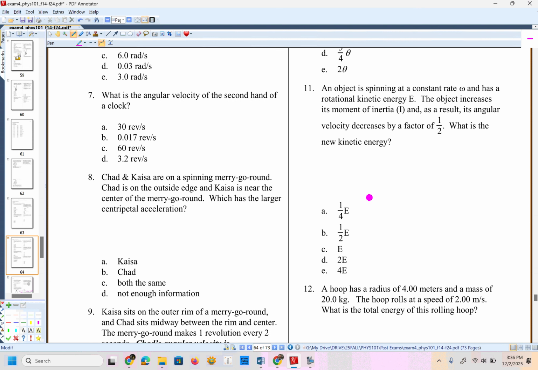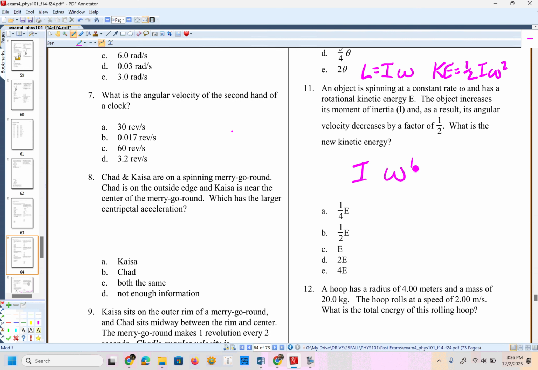Okay, so this is similar to that previous question. Remember, again, L is equal to I times omega, and the kinetic energy is 1/2 I omega squared. It's spinning at a constant rate. It has a rotational kinetic energy E. Then it increases its moment of inertia I, and because of that, its angular velocity decreases by a factor of 1/2. Now, I omega has to be constant.